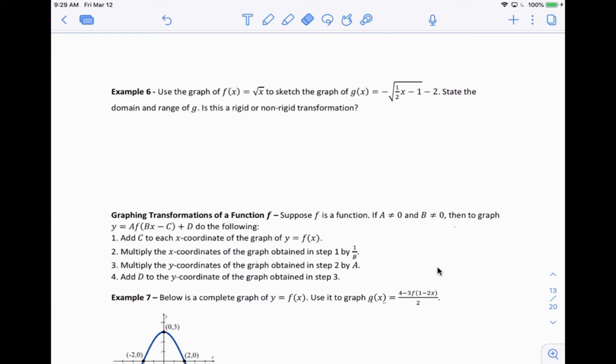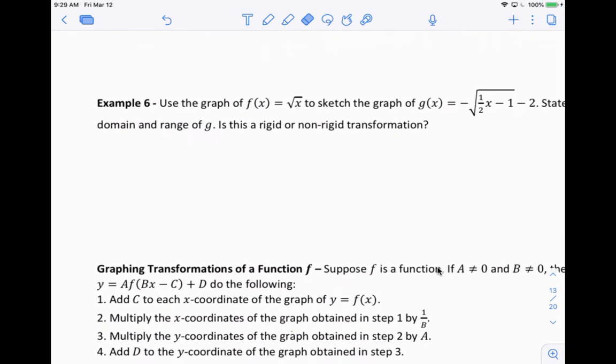Use the graph of f of x equal to the square root of x to sketch the graph of g of x equal to negative square root of 1/2 x minus 1, minus 2. State the domain and range of g. Is this a rigid or non-rigid transformation? Let's go ahead and try that now.